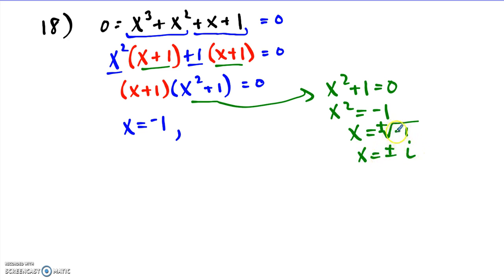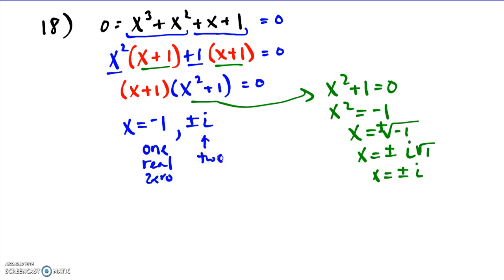And I'm going to have i takes the negative out, and then the square root of 1. But the square root of 1 is just 1. So all I have is i. So here we have plus or minus i. So there's 1 real 0, and then there are 2 imaginary zeros.